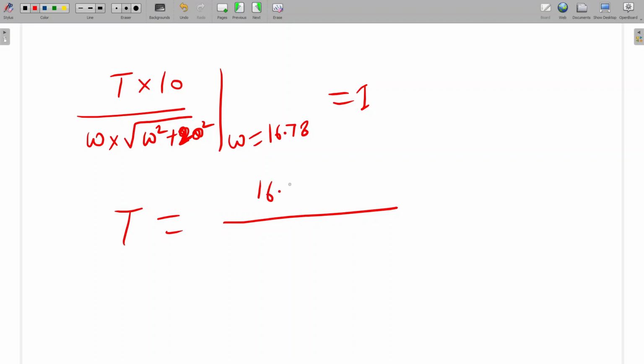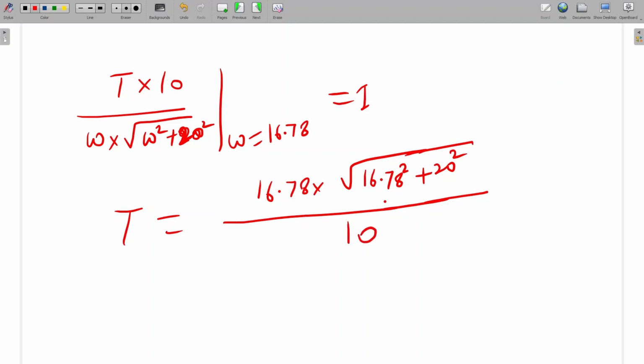16.78 into under root 16.78 square plus 20 square, divided by 10. How much are we getting? All of you can also calculate with me. So 16.78 into 16.78 whole square plus 20 square divided by 10. We are getting 43.8. Is it correct? 43.807.